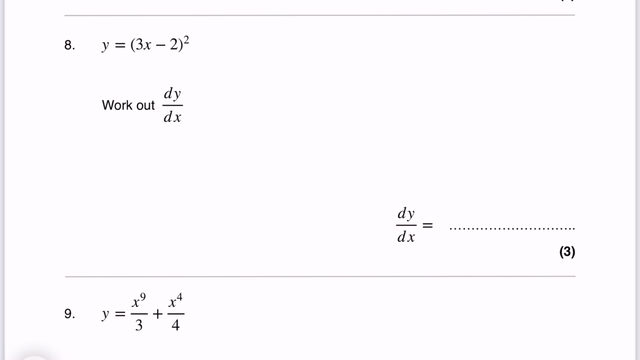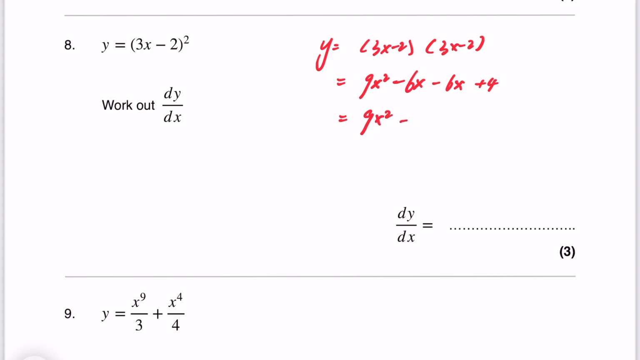Question 8. We don't really have a bracket multiplied with another bracket. In this case, they write it as bracket squared. But to be honest, it's sort of the same thing. Let's simplify it first and then do the differentiation. Y equal to 3x minus 2 times 3x minus 2. Y equal to 9x squared minus 6x minus 6x plus 4, which equal to 9x squared minus 12x plus 4. And now let's do the differentiation.